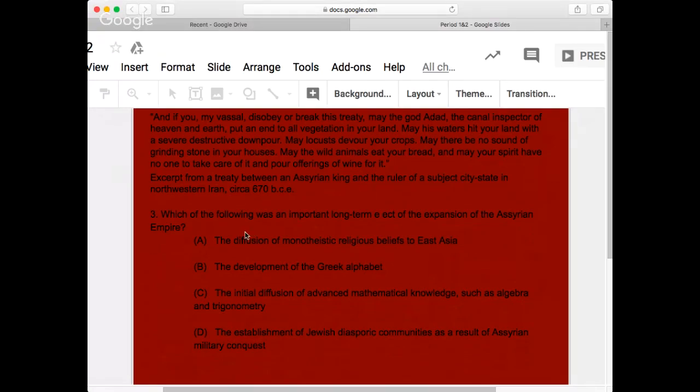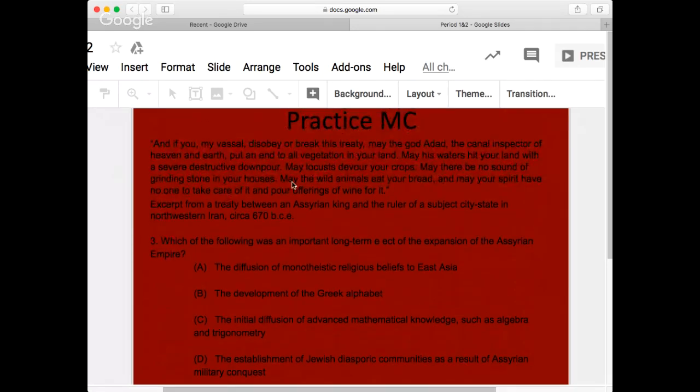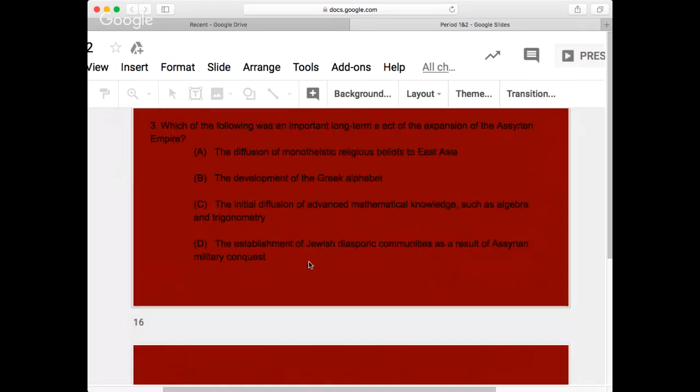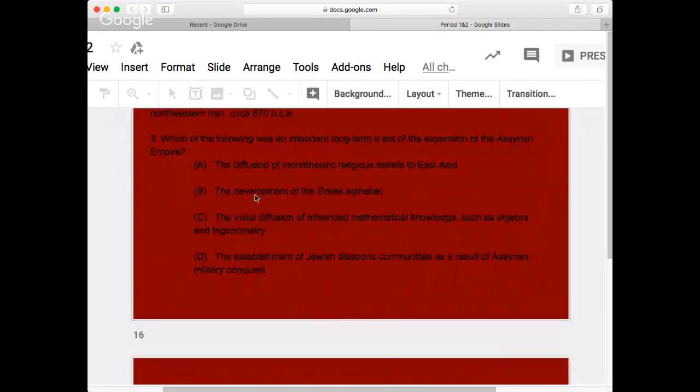Okay, so we've got: which of the following was an important long-term effect of the expansion of the Assyrian Empire? This has nothing to do with the reading at all, so I wouldn't even have to look back up at it. This is one where you've just got to know it. What's a long-term effect of the expansion of the Assyrian Empire? Again, this is really just reading and knowing the information.